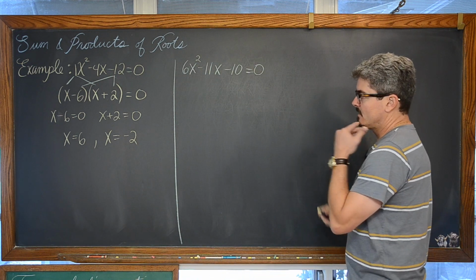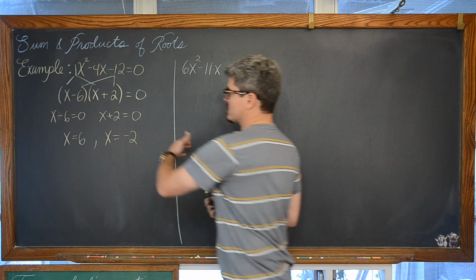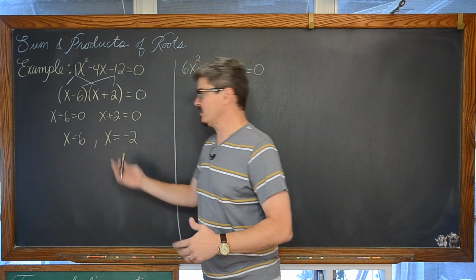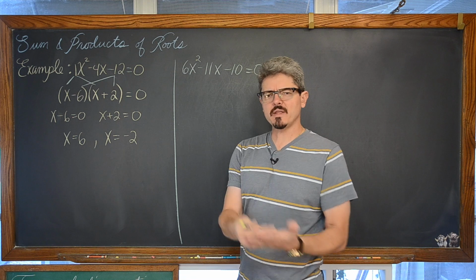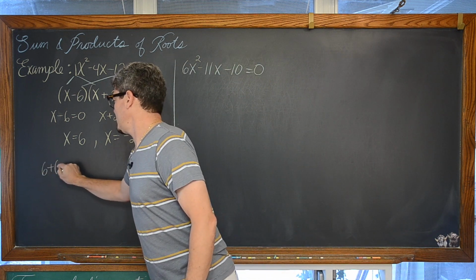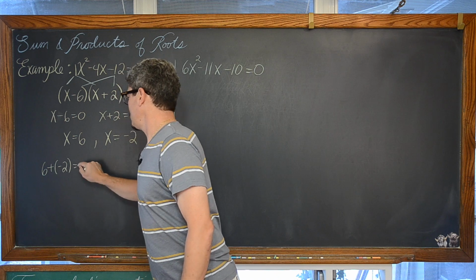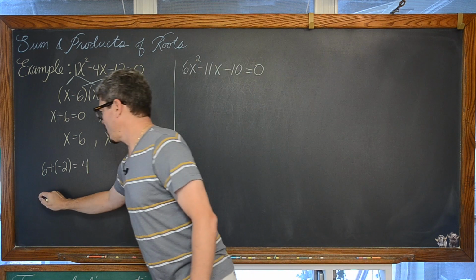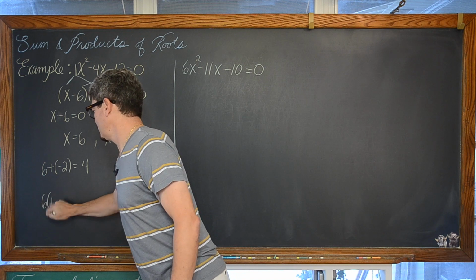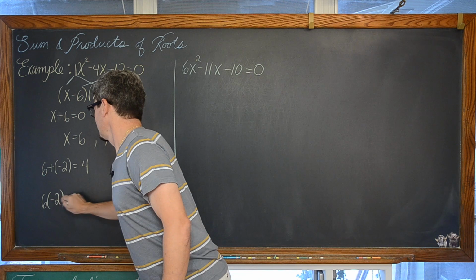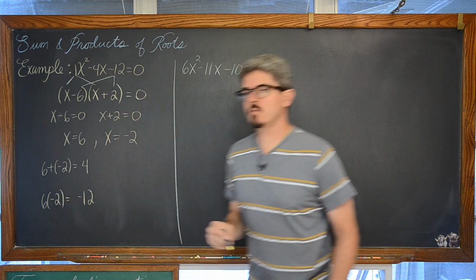Now, the whole point of this lesson is to not just talk about solving quadratics and not even just necessarily looking at the roots, but what do they add up to? Well, the sum of 6 and negative 2 is equal to 4, and the product of 6 and our other root of negative 2 is equal to negative 12.